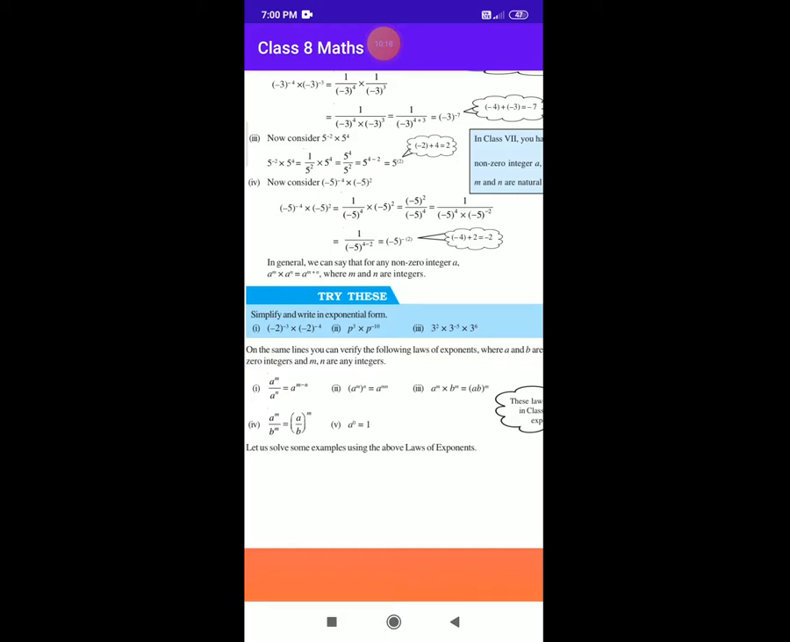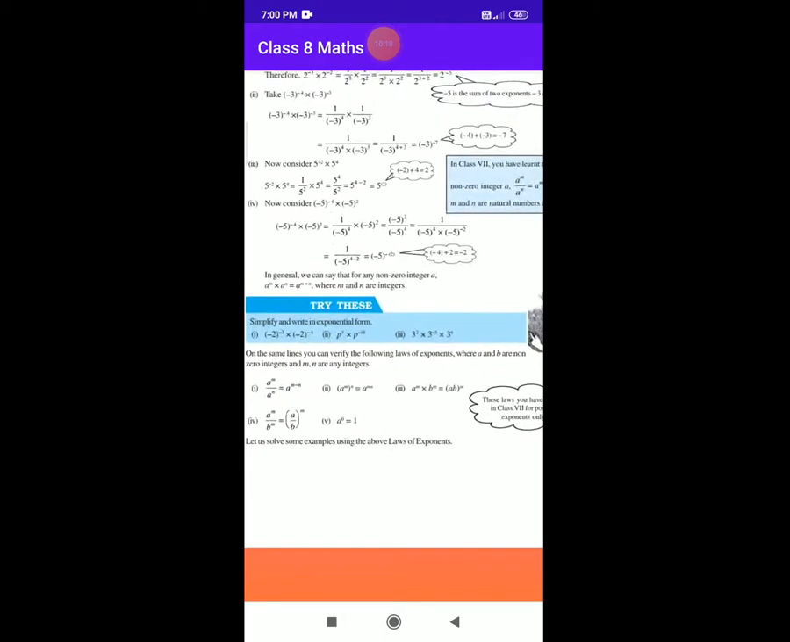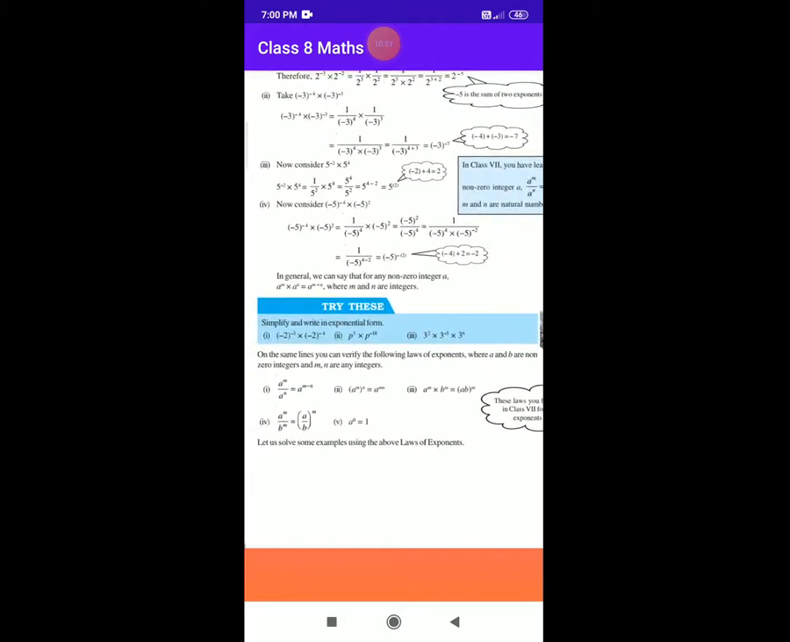फिर से एक बार एक छोटा सा आपके लिए प्रैक्टिस, ट्राई दिस के द्वारा सिंप्लीफाई एंड राइट इन द एक्सपोनेंशियल फॉर्म. Minus 2 whole raised to minus 3 multiply minus 2 whole raised to minus 4. दूसरा सम है p raised to 3 multiply p raised to minus 10, और तीसरा है 3 raised to 2 multiply 3 raised to minus 5 multiply 3 raised to 6.